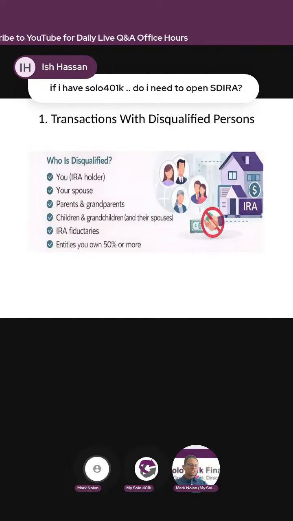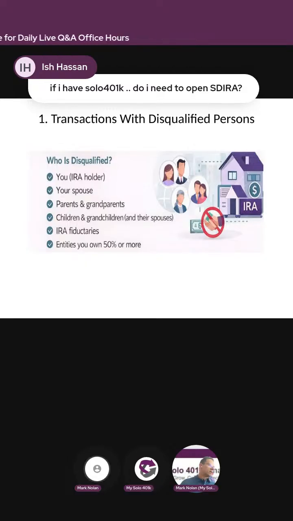So, transactions with disqualified persons. Well, your IRA cannot engage in certain transactions with individuals or entities known as disqualified persons. And again, a lot of these rules also carry over to a self-directed solo 401k, especially when we're talking about disqualified persons. So those of you who also have self-directed solo 401k plans, you want to listen carefully.